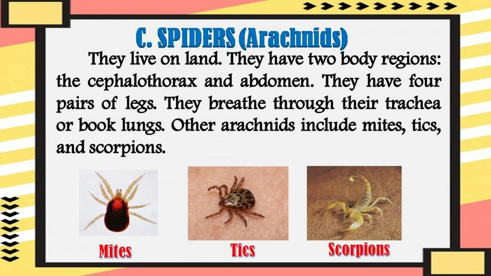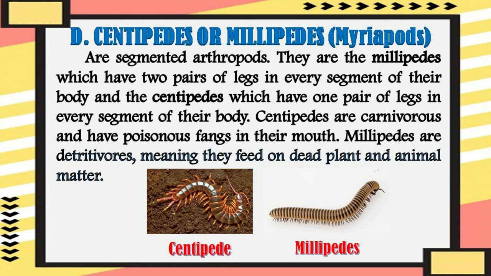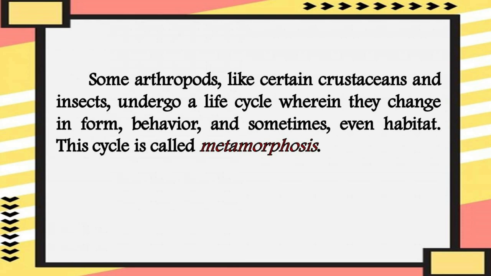Centipedes and millipedes, or what we call the myriapods, are segmented arthropods. They are the millipedes, which have two pairs of legs in every segment of their body, and the centipedes, which have one pair of legs in every segment of their body. Centipedes are carnivorous and have poisonous fangs in their mouth. Millipedes are detritivores, meaning they feed on dead plant and animal matter. Some arthropods, like certain crustaceans and insects, undergo a life cycle wherein they change in form, behavior, and sometimes even habitat. This cycle is called metamorphosis.